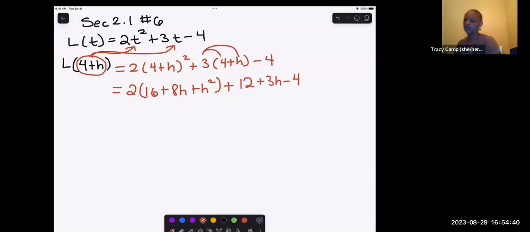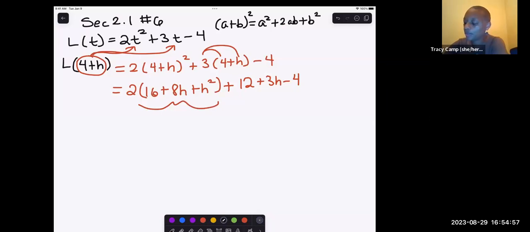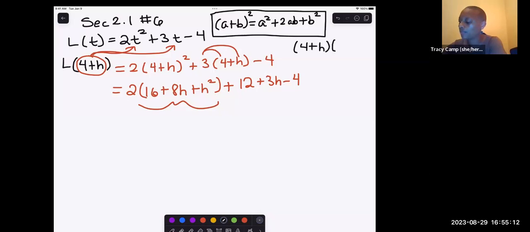I want to make sure everybody knows how I got this part. I'm just using this formula: a plus b quantity squared equals a squared plus 2ab plus b squared. That's how I'm able to do it without having to go through a lot of work. If you don't know that formula, it's fine also to do 4 plus h times 4 plus h, but I like using the formula because that saves me time, right? So that's how I got that. Just want to make sure everybody knows that.